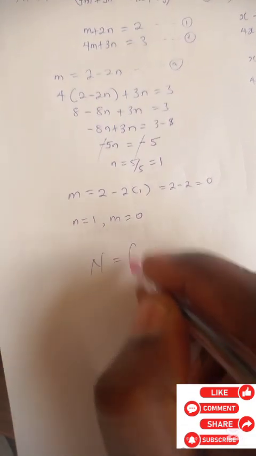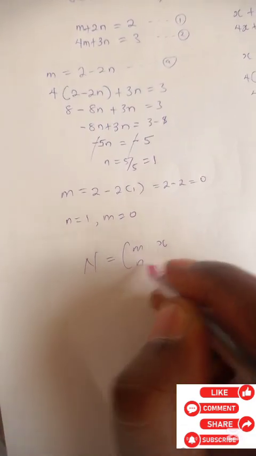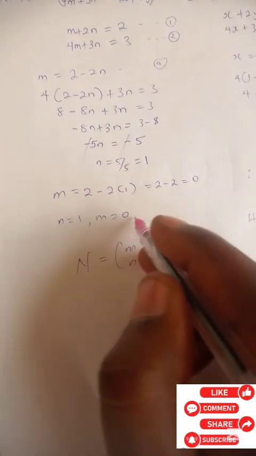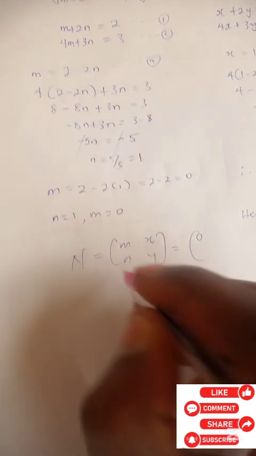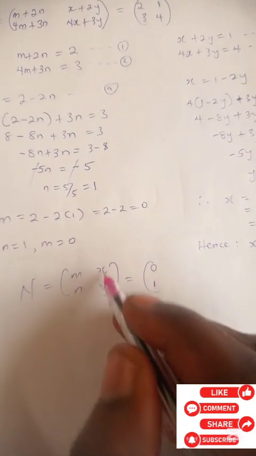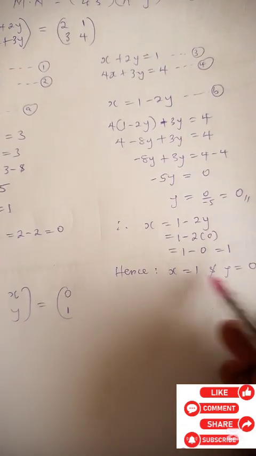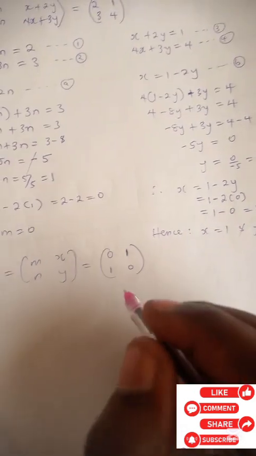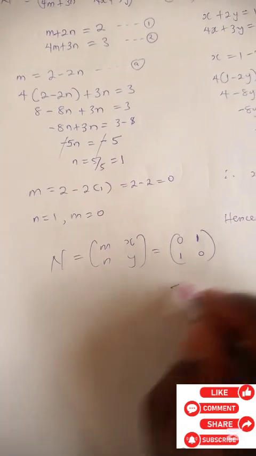So the matrix which they asked us to look for, which is N is equal to (m, x; n, y), will then become, m and n are 0 and 1. So m is 0, n is 1. And then x and y, we got them to be 1 and 0. So x is 1 and y is 0. This is our matrix N.